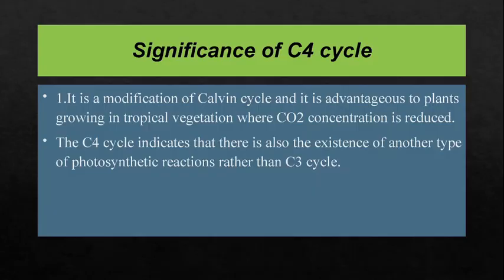Let's focus on the significance of the Hatch and Slack pathway. The significance of this pathway is not clearly understood till now, but it has been suggested that this pathway is a modification of the Calvin cycle, and it is advantageous to plants which grow in the tropical area where the carbon dioxide concentration may be very much reduced, and there has been a reduction of atmospheric carbon dioxide concentration since the evolution of photosynthesis, and these might have prompted C4 plants to select this pathway.